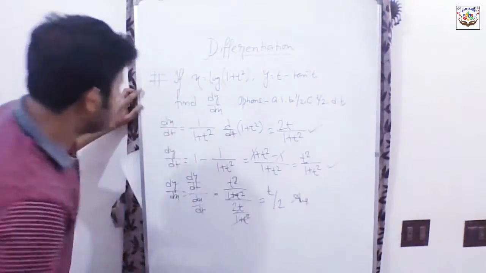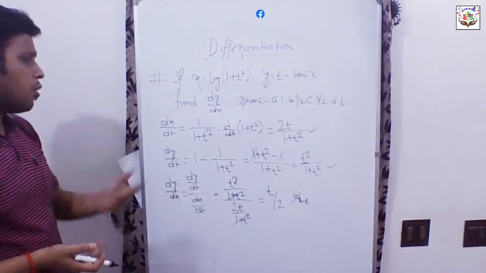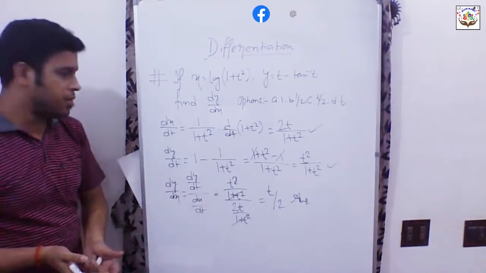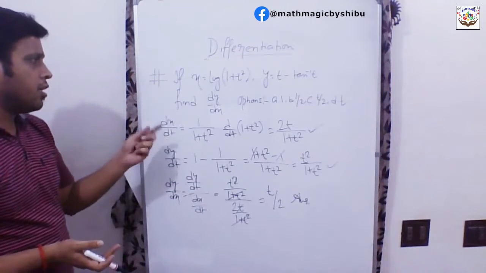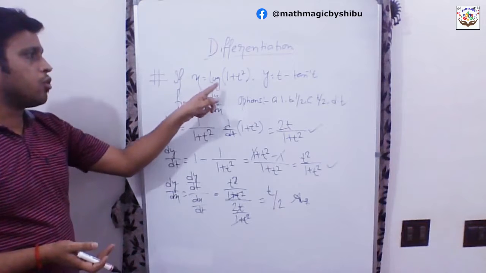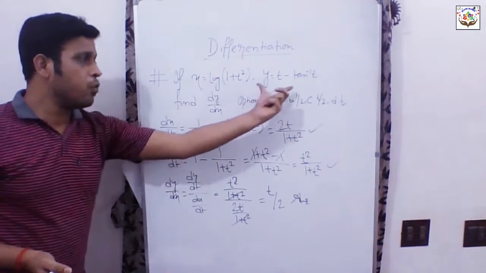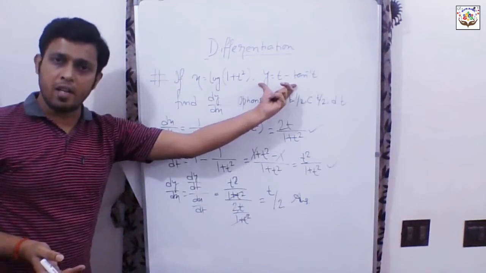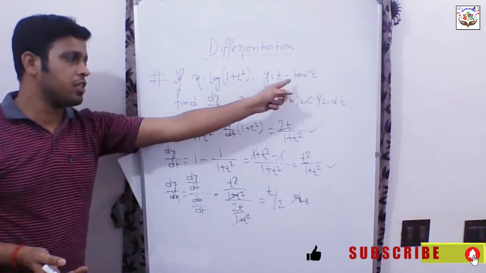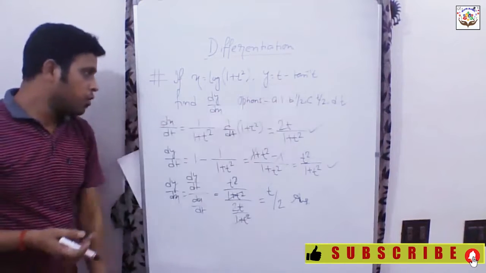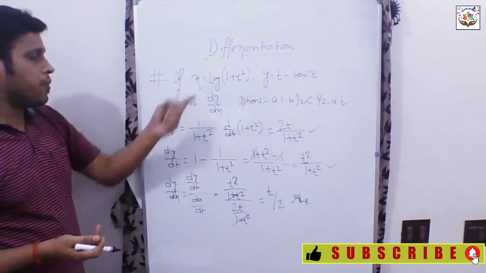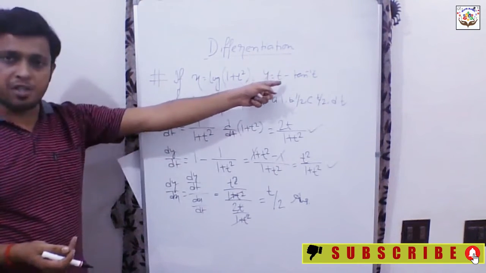So as you can see, the problem we have solved in almost 3 steps itself. Just we have done dx/dt, we have differentiated x equals log of (1 + t²) both the sides with respect to t. Same we did for y equals t − tan⁻¹ t. We have differentiated both the sides of it with respect to t. So we have got dx/dt from here, and we have got dy/dt from this expression, right?